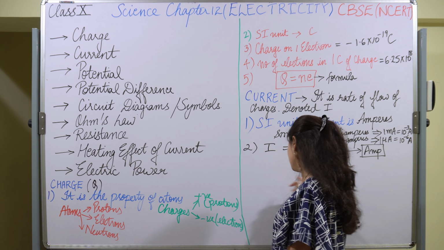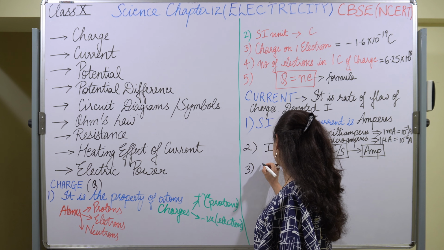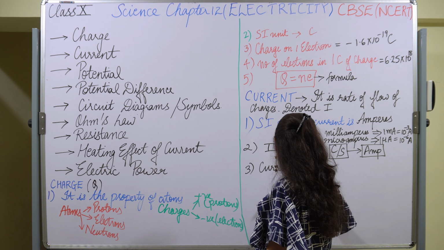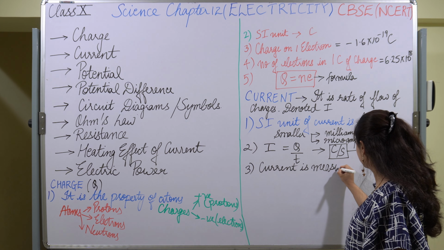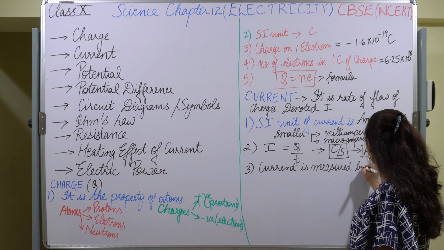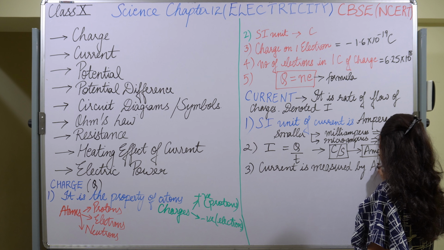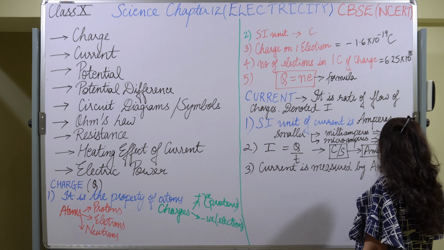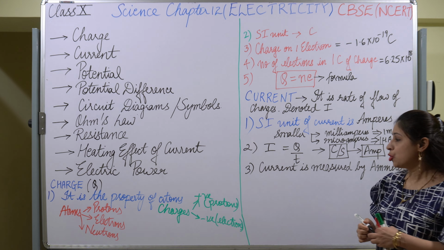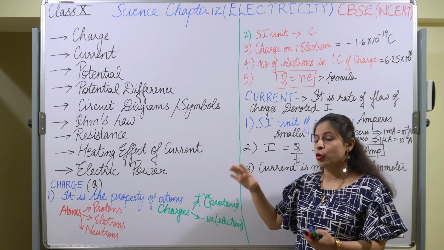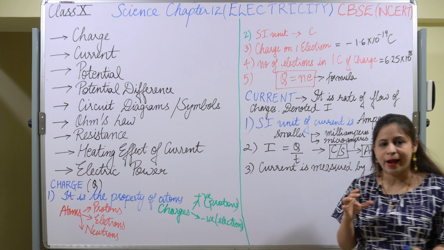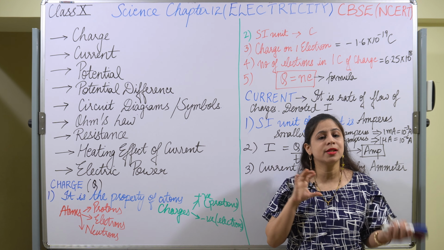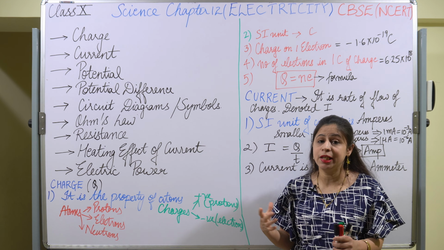Then the third point comes: current is measured by an instrument known as ammeter. Okay. So here we have learned about the charge and the current. Now let us see with the help of a diagram how the charge and current are related to each other.